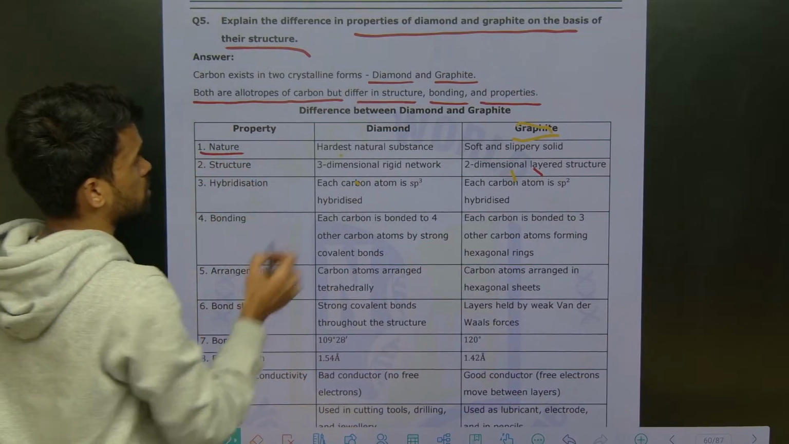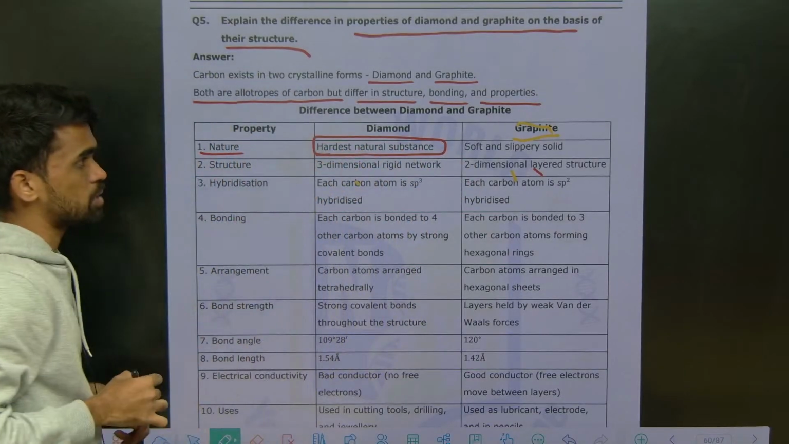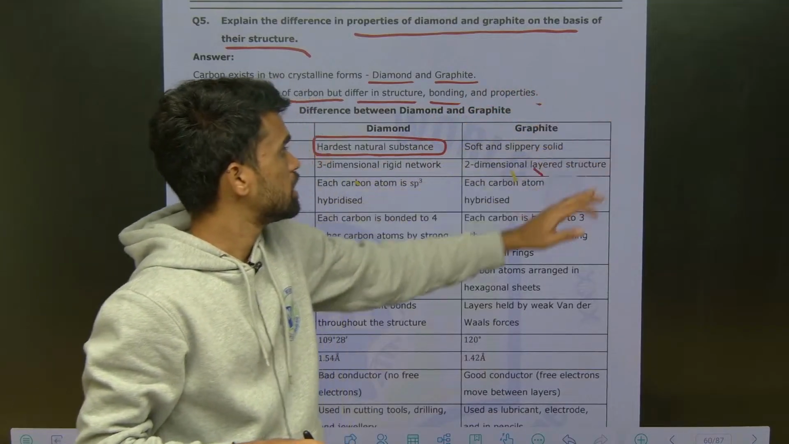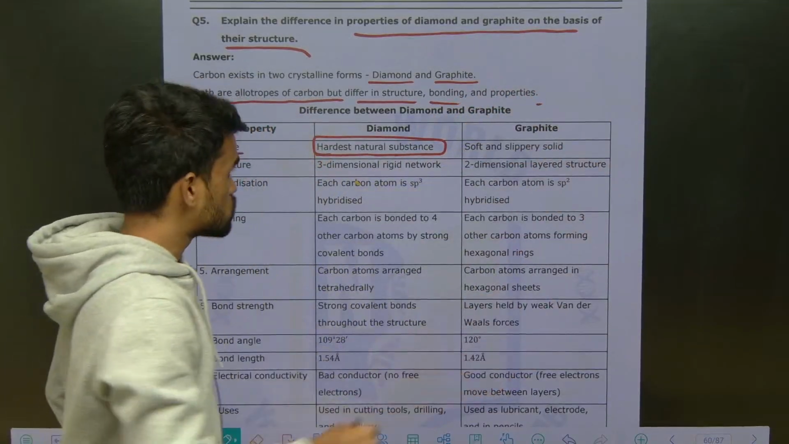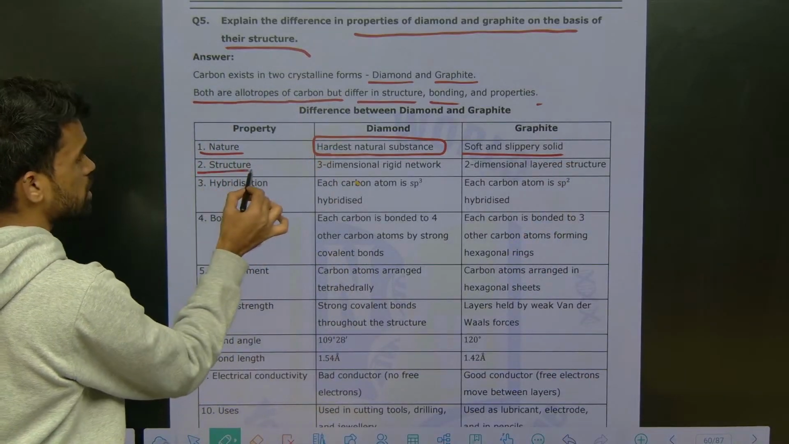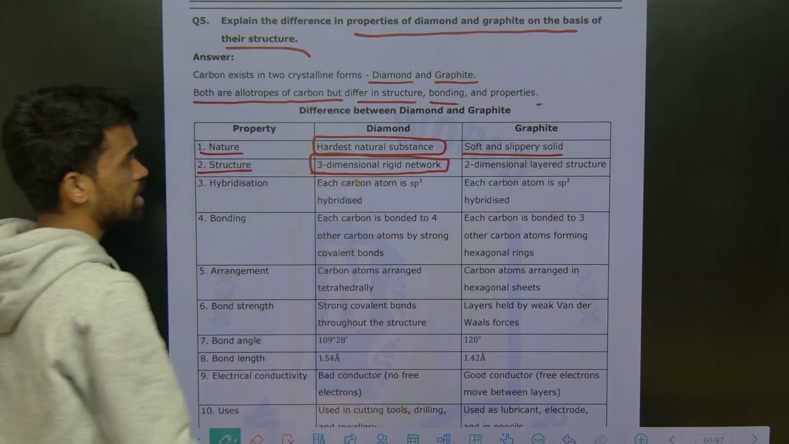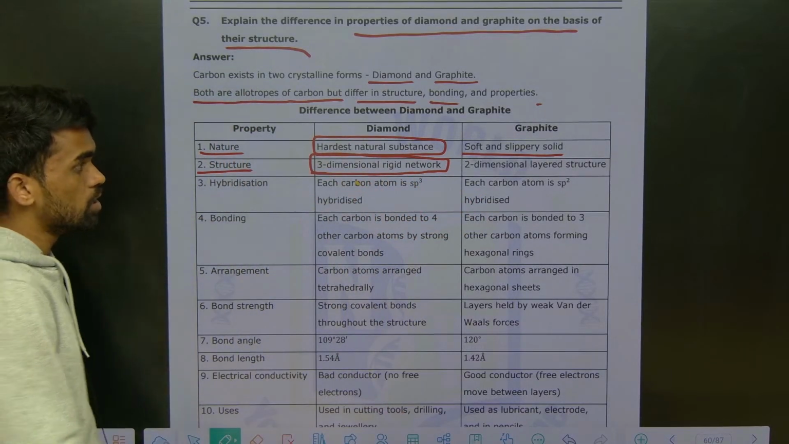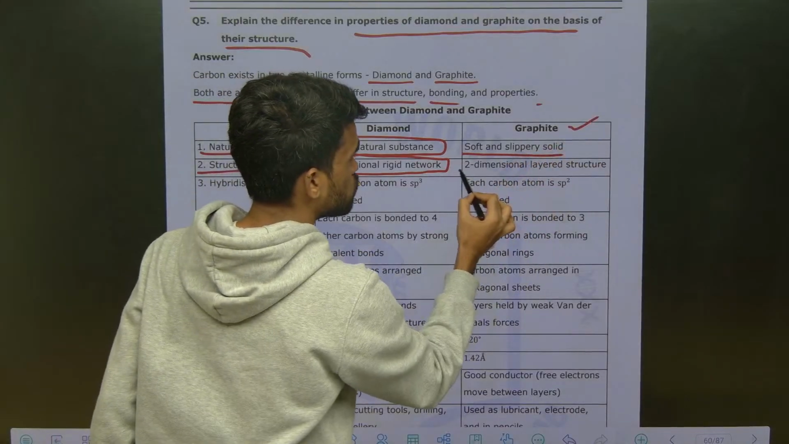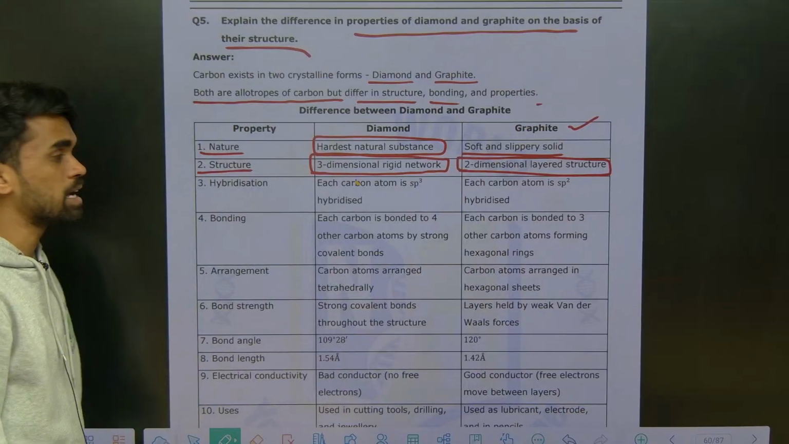First one is nature. Diamond is the hardest natural substance. When it comes to graphite, it is a soft and slippery solid. Next, structure: diamond has a 3-dimensional rigid network. When it comes to graphite, it's a 2-dimensional layer-like structure.